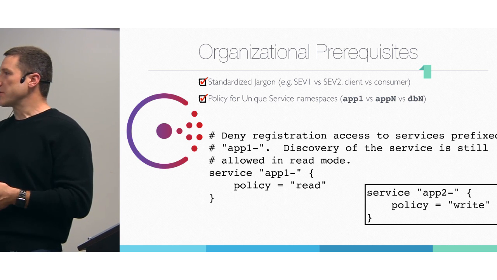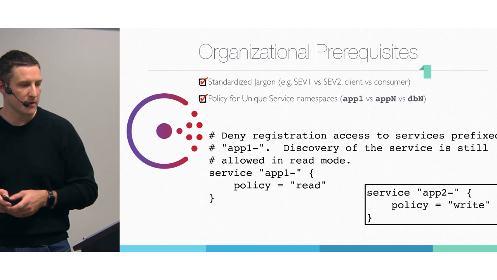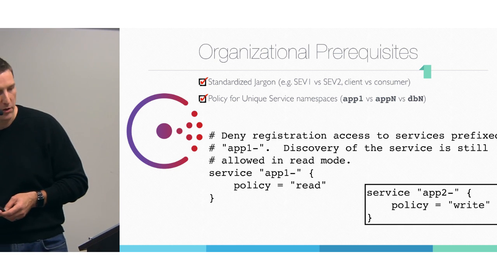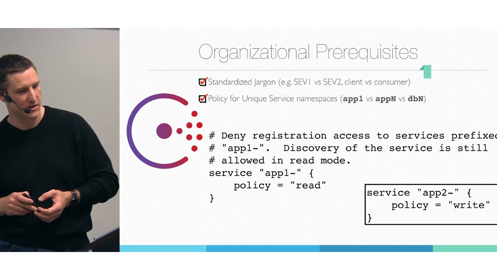So inside of a namespace, you need to be able to refer to specific things. Making this common language standardized is really important, especially as teams grow and you get past 20 people working on different projects.